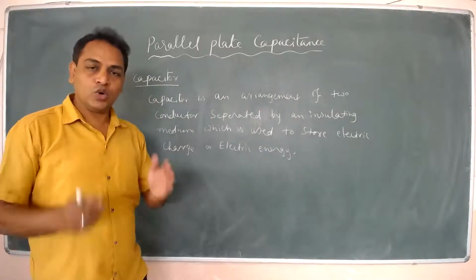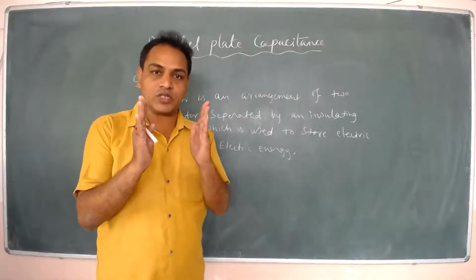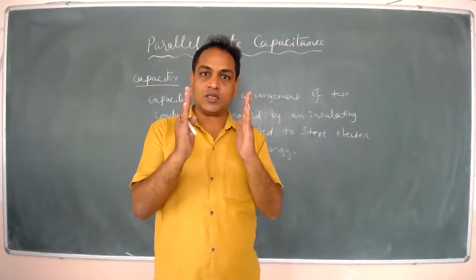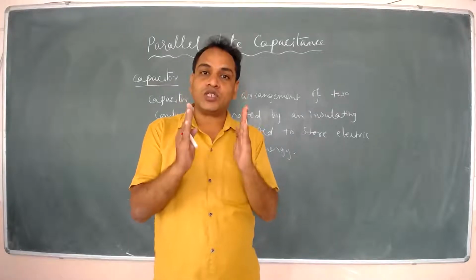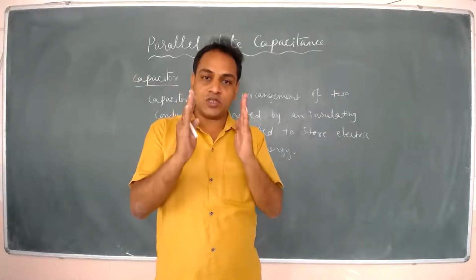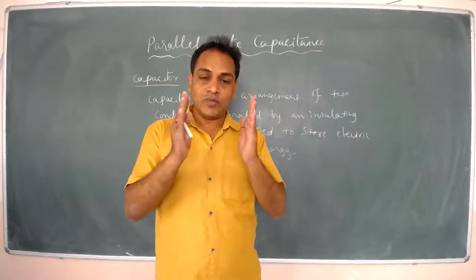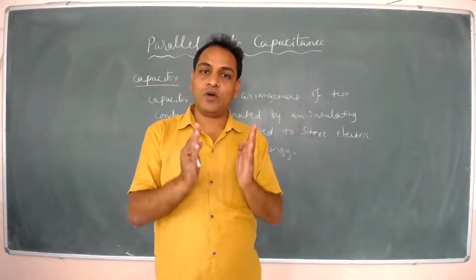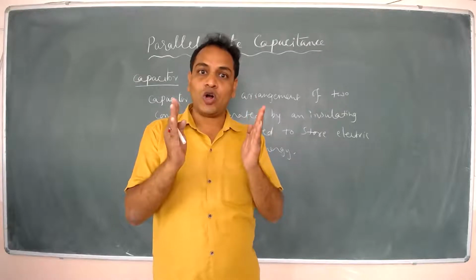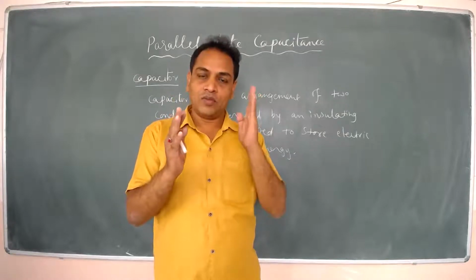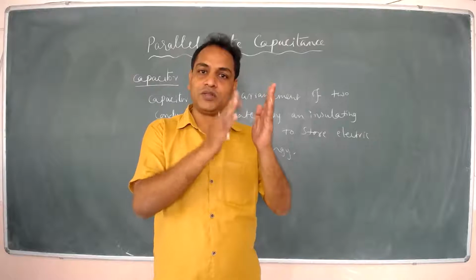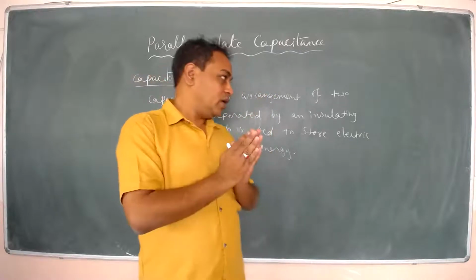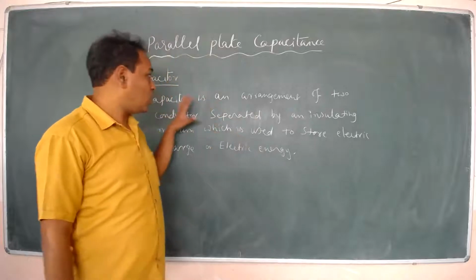That means two conductors are separated by a small distance with some insulating medium between them. These two conductors, which are used to store the charge or the electric energy, are called a capacitor. Here the two conductors may be of different shapes or different sizes. They need not be the same size or shape.